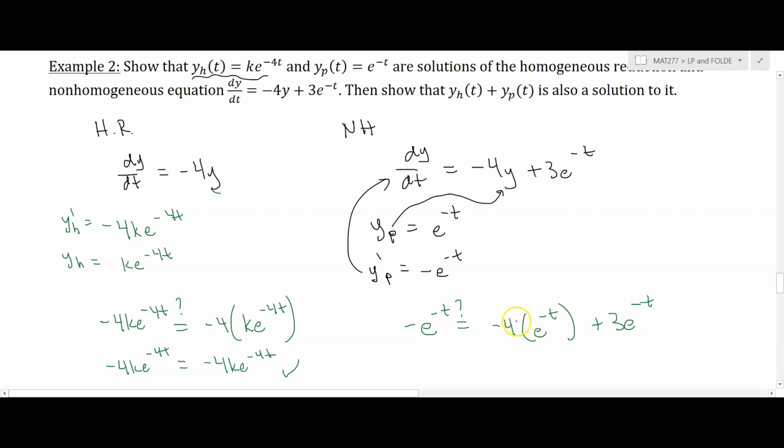On the right I see I have negative 4 e to the negative t plus 3 copies of e to the negative t. That actually gives me negative 1 copies of e to the negative t. And on the left-hand side, there's nothing to reduce, but I do see that they're equal to each other. Finally, it says, show that the sum of these is also a solution.